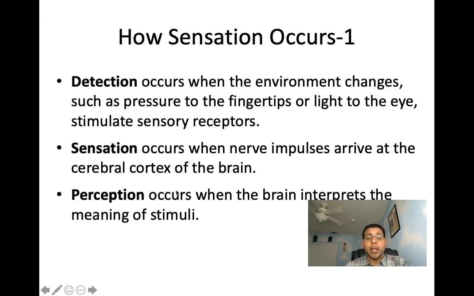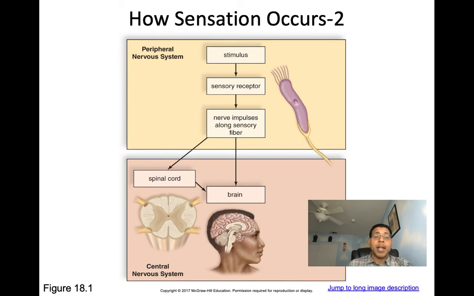Perception will occur here then. This occurs when the brain interprets the meaning of the stimuli. So here we can see an example of that. Here we can see first we've got our receptor. The receptor detects the stimulus. The stimulus comes in to the sensory receptor. It excites the sensory receptor.